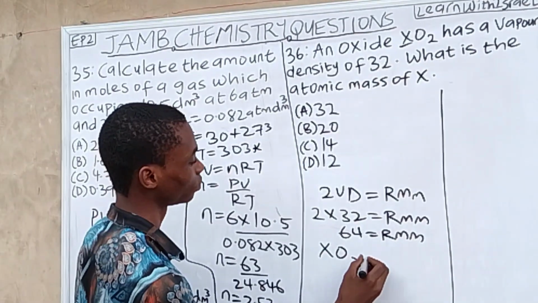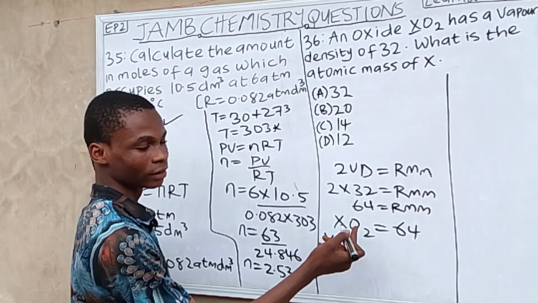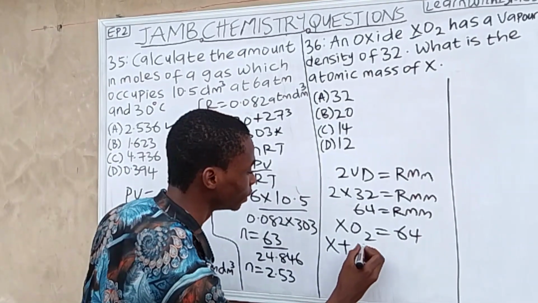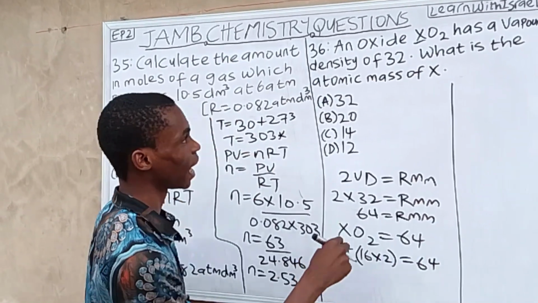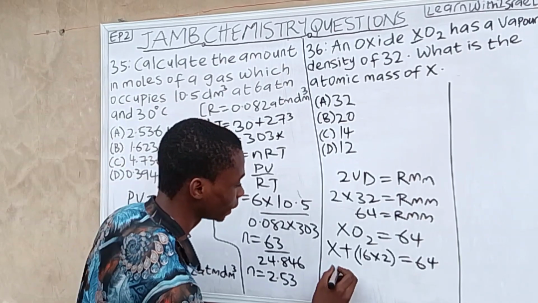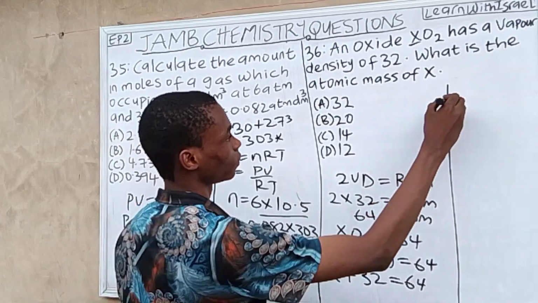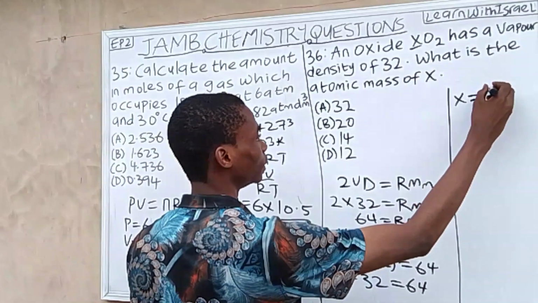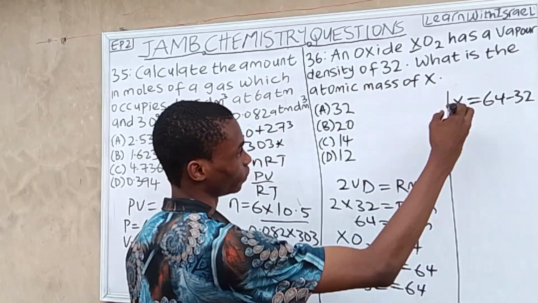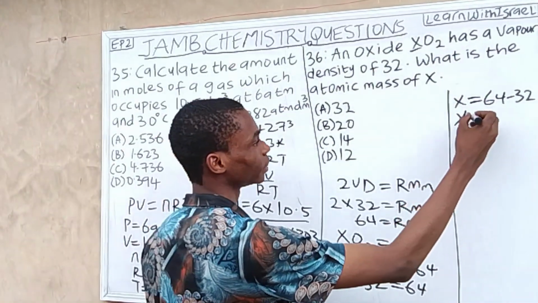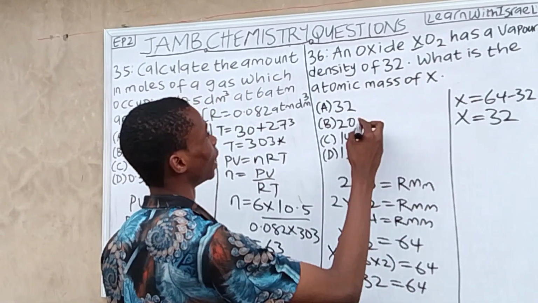We bring our XO2 equals 64. Our X plus oxygen, the mass number of oxygen is 16, multiplied by the 2 here, equals 64. We want to derive the value of X. So our X plus 32 equals 64, since 16 times 2 is 32. So our X equals 64 minus 32. Collect the like terms, make X the subject of the formula, that's what I did there. So X equals 64 minus 32, which is 32, the correct answer. It's in option A.